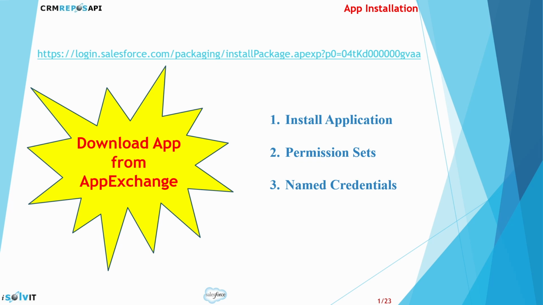CRMRepo API transforms a Salesforce report into a fully formatted, personalized, and distributable Excel file with header, footer, encryption, and slice and dice automation, all without manual effort. To install CRMRepo API, download the application from Salesforce AppExchange or click the provided link above. Complete the installation by assigning all required permission sets and configuring the necessary named credential.